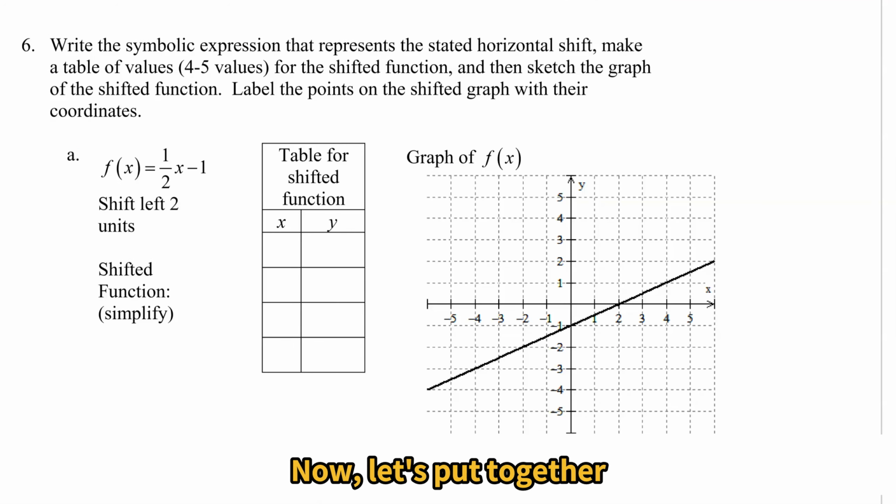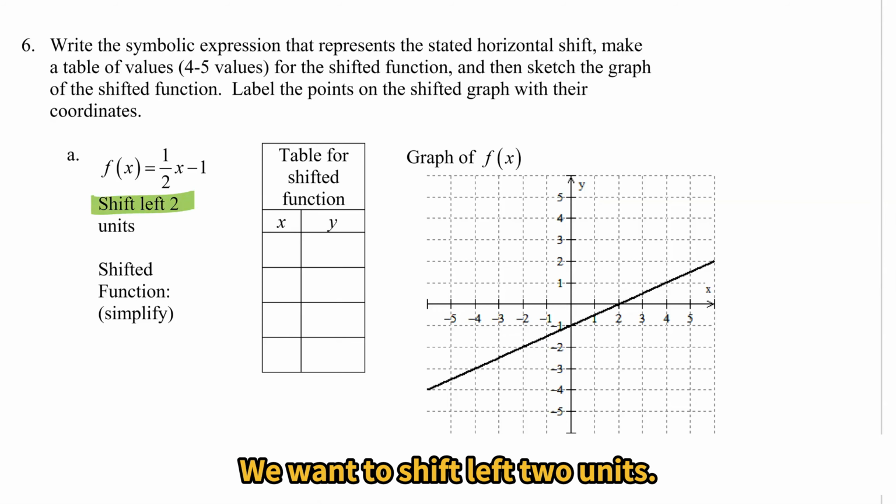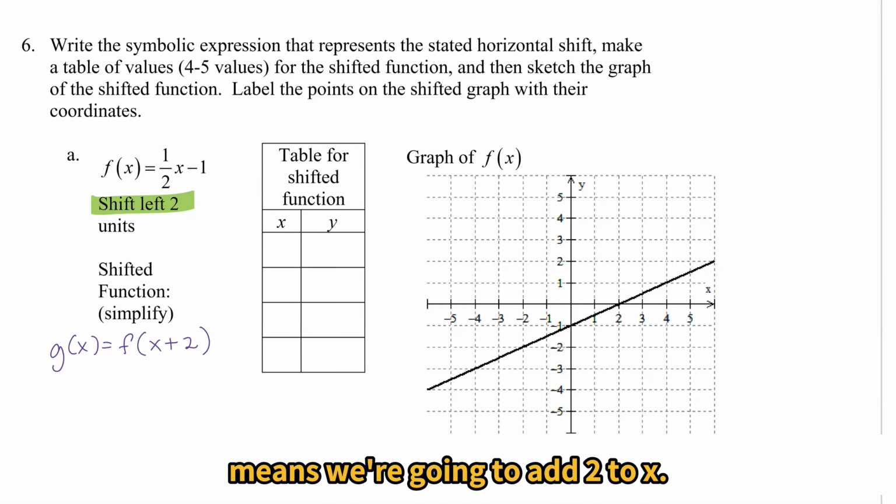Now let's put together the symbols and the graphs. Here we have the function f of x is 1/2 x minus 1. We want to shift left 2 units. So our new function, left 2, means we're going to add 2 to x.